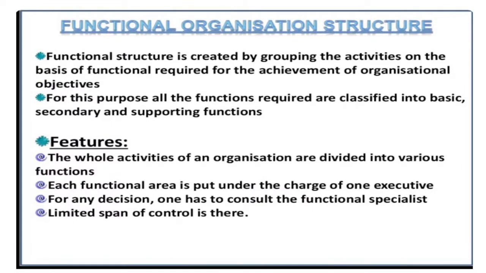Then coming to the functional organization structure. The second one is the functional organizational structure. Organization structure is created by grouping the activities on the basis of the functions required for the achievement of organizational objectives. You have 200 employees, and you recruited different categories: BSc, BCom, BBA. Can you appoint a BBA person in the production department? What can he do? He can't do anything. He will just go to the manufacturing unit, open YouTube, WhatsApp, Facebook. That's all.